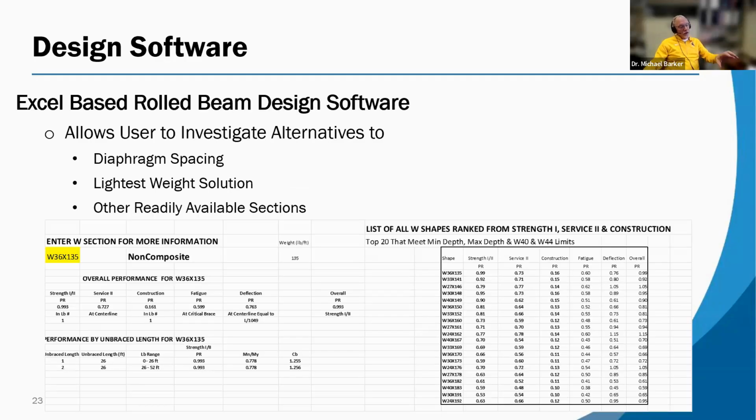And then we can take a look at our bridge. We can investigate. We can say, what if we change the diaphragm spacing? What if we don't want the lightest weight solution? What if we wanted to check that W27 by 146? All we do is change that yellow box to W27 by 146, and it's going to give us all of the performance ratios for strength and service and construction, fatigue and deflection. And it's even going to go to each unbraced length and tell us the behavior in there so that we can become intimate with that bridge and start playing what if questions.